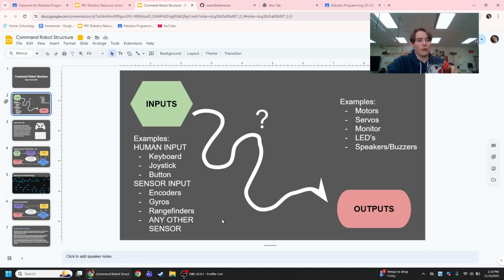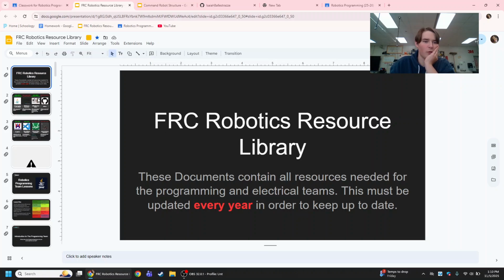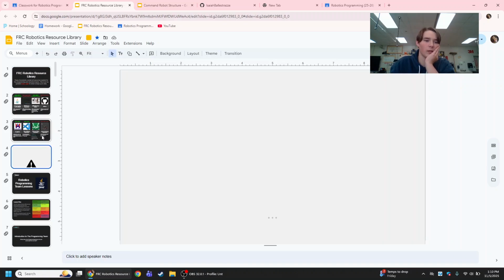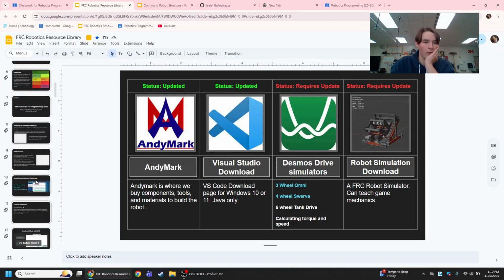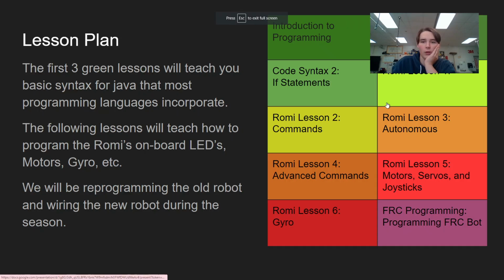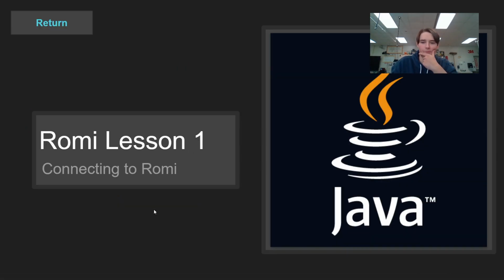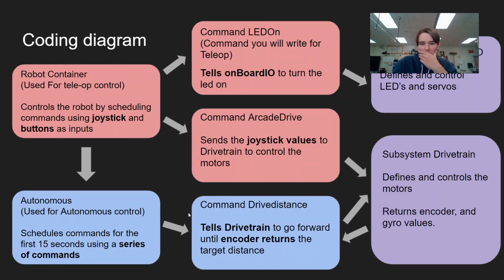Okay? And what we're going to do is go into our robotics resource library. They should be called Romi lesson slides or something like that. We're going to full screen, go to Romi lesson 1. You should do these first because they're just leading up to the Romi lessons. Do that first. So Romi lesson 1.